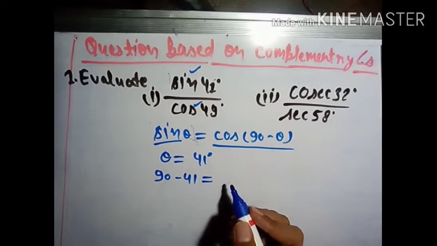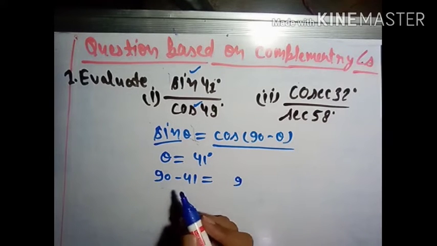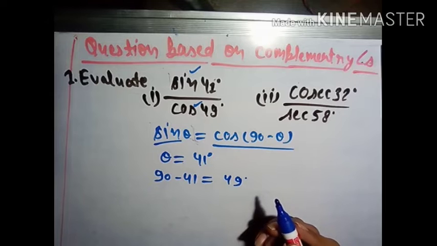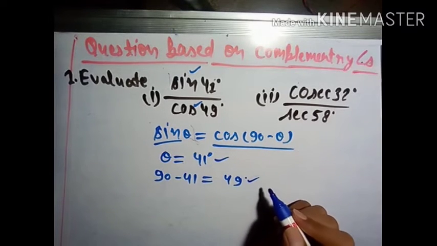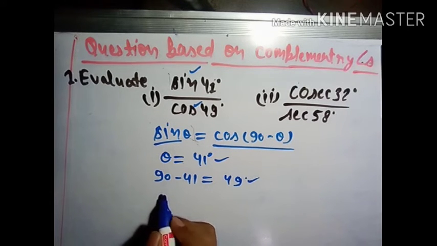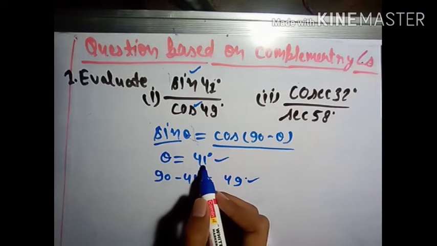A second angle. Subtract it. So 10 minus 1, how much? 9. Good. And 4. So it becomes 49. Now you got the pair, complementary pair, 41 and 49. So from here you have written theta. In the place of theta you can put 41.